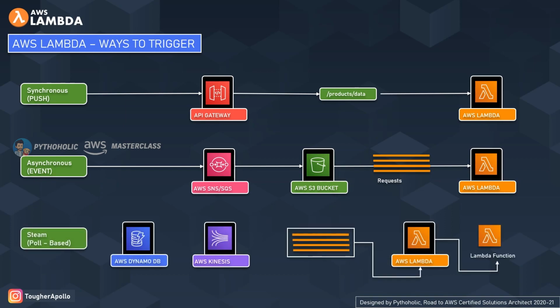The third one is poll based, where you can see we have Lambda polling for the changes from the Kinesis data streams, which is stored in AWS DynamoDB, and once it receives the data, it will be processed by AWS Lambda.